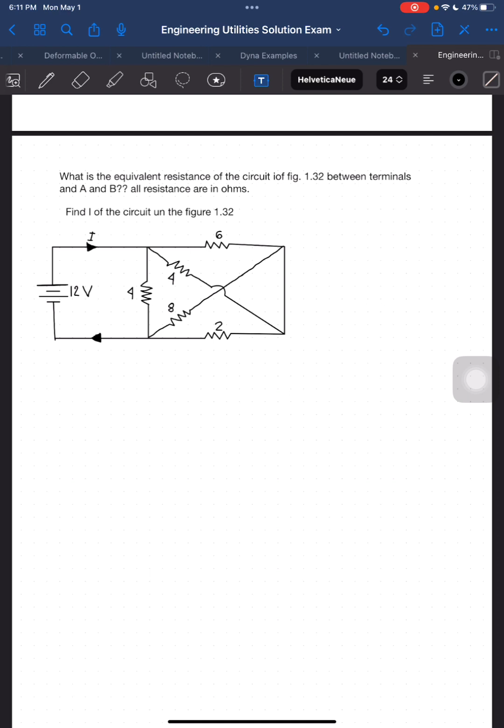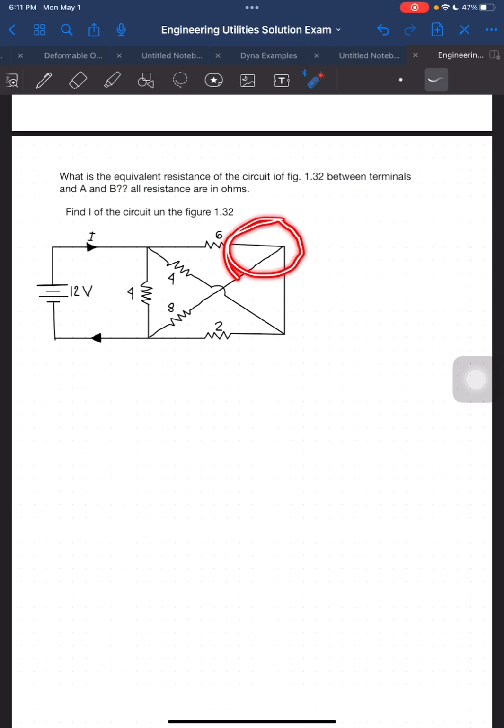Next problem would be, what is the equivalent resistance of the circuit of figure 1.2 between terminals A and B? All resistances are in ohms. Also, we must find I in the circuit. So, parang kanina lang to. Itong part na to, pwede na nating i-short connect doon, dito banda. Tapos, itong part din na to, pwede na nating i-short dito. Parang kanina lang.